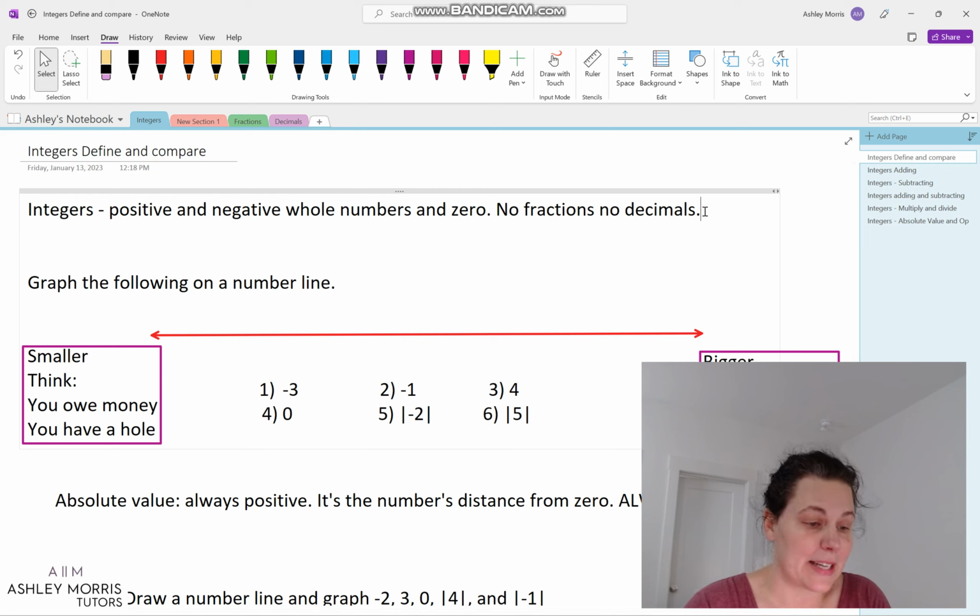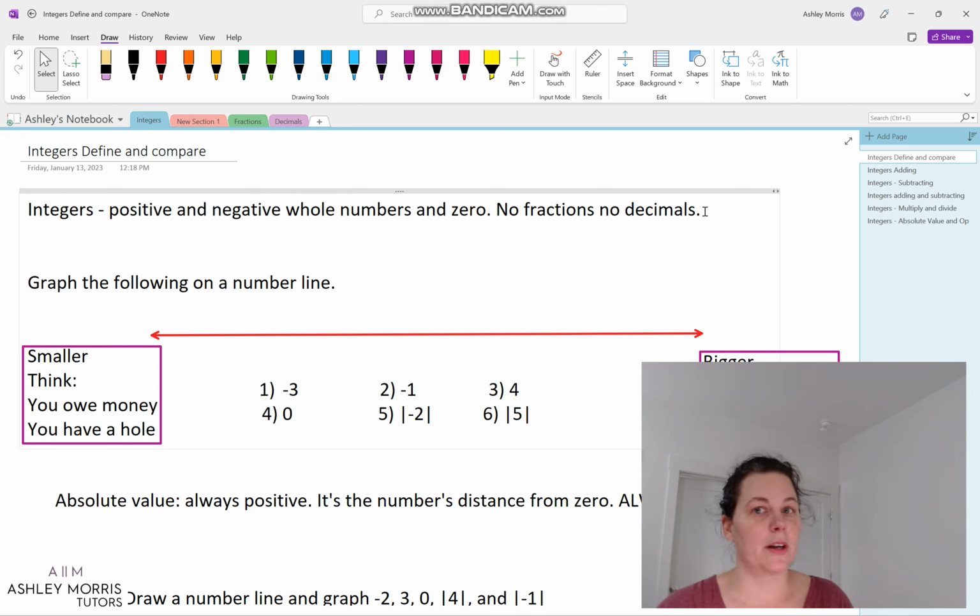And in today's video, we're going to talk about integers. We're going to define and we're going to compare. So this is kind of our first intro into integers.